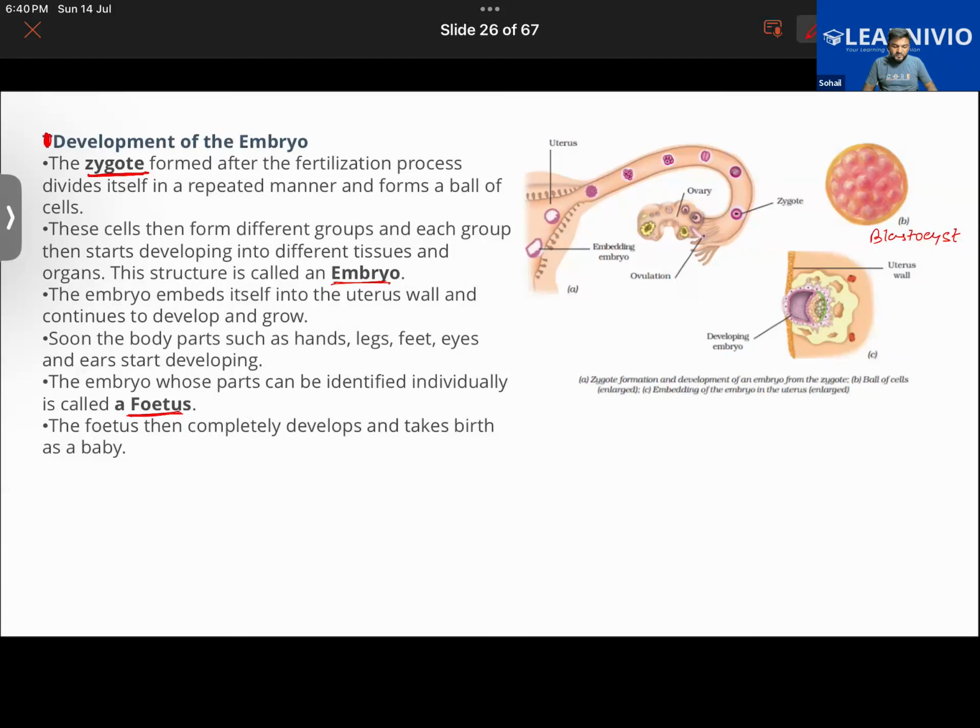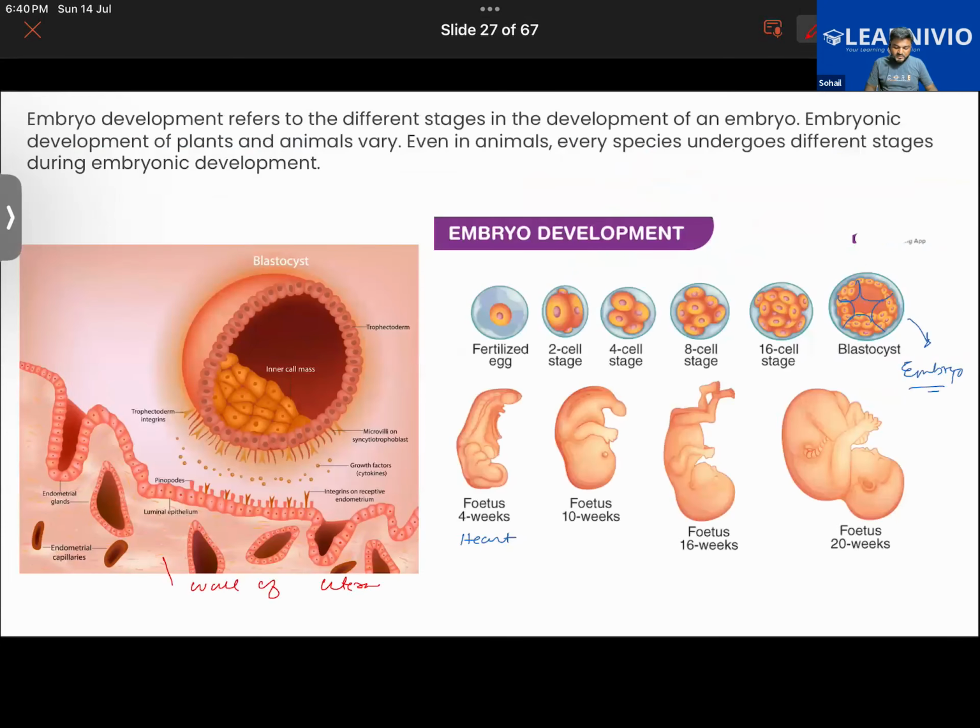While in the case of zygote, we don't have any well defined tissues or organs. So this is something which we learned, and then we learned about embryo or fetus also. In the fetus, the body parts like legs, limbs, eyes, heart have all well developed and are identifiable. Getting this now?